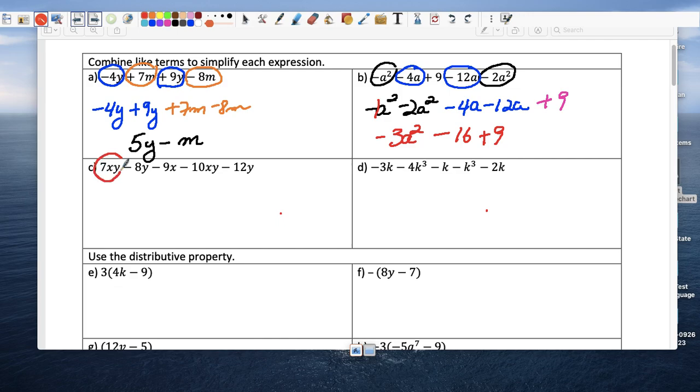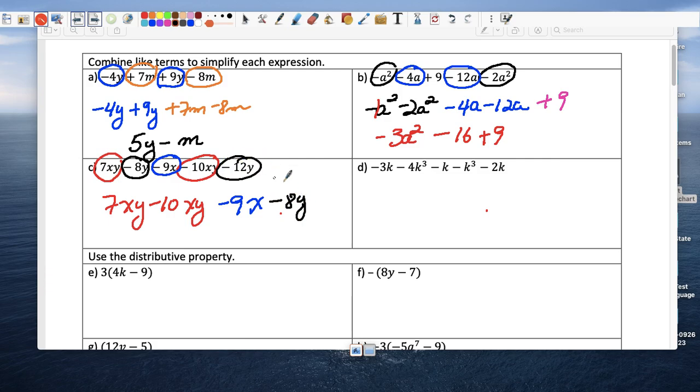Moving on, C, xy. Let's look for something that's xy, and there is one right here, minus 10xy. Let's write them side by side. So 7xy minus 10xy. Is there another x? Negative 9x? No, it's going to be just by itself. And then y's, there's 2. Negative 8y. Sorry, let me change colors. Circle, starting with the sign and go to the edge of the variable. So negative 8y, and then the other one minus 12y. So all the like terms are next to each other.